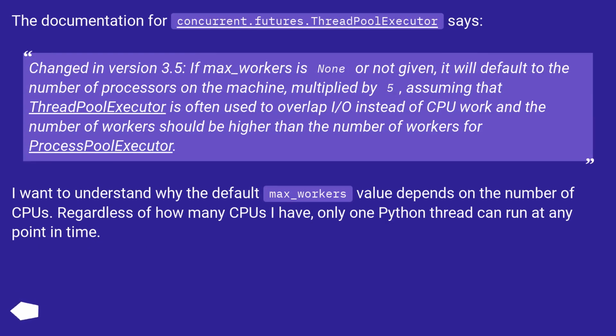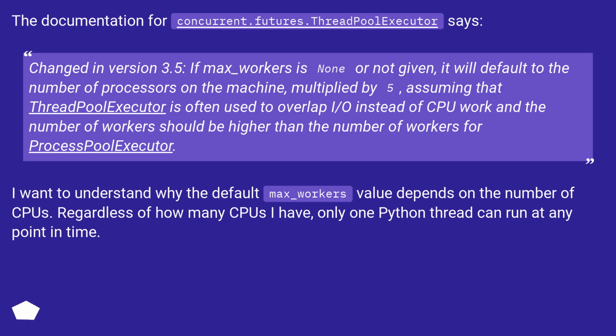The documentation for concurrent.futures.ThreadPoolExecutor says, "Changed in version 3.5: If max_workers is None or not given, it will default to the number of processors on the machine, multiplied by 5, assuming that ThreadPoolExecutor is often used to overlap I/O instead of CPU work, and the number of workers should be higher than the number of workers for ProcessPoolExecutor." I want to understand why the default max_workers value depends on the number of CPUs.